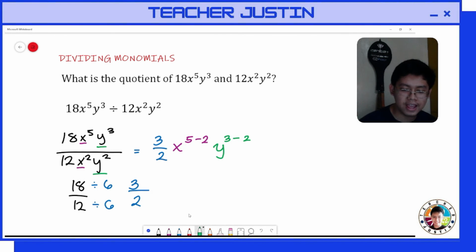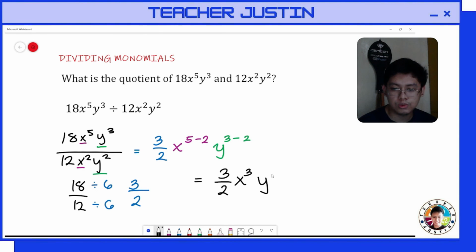Now, let's simplify everything. Our simplified form will be 3 over 2 times x raised to 3, y raised to 1, or just simply y. So, our final answer will be 3 over 2 times x raised to 3, y. Alright. Ta-da! And that is it.